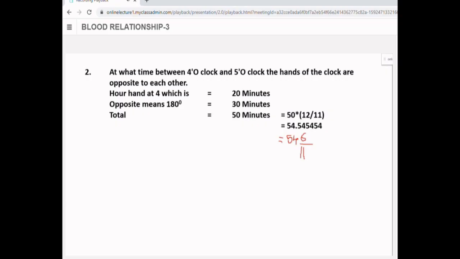Now let's go to the array. Here you see the answer. So the answer is 54 and 6 upon 11 minutes. And it's 4 o'clock. So the final answer is 4 o'clock, 54 and 6 upon 11 minutes. So next step, 54, 6 upon 11 minutes. And then the hour is the same, 4. So the final answer is 4 o'clock, 54 and 6 upon 11 minutes.